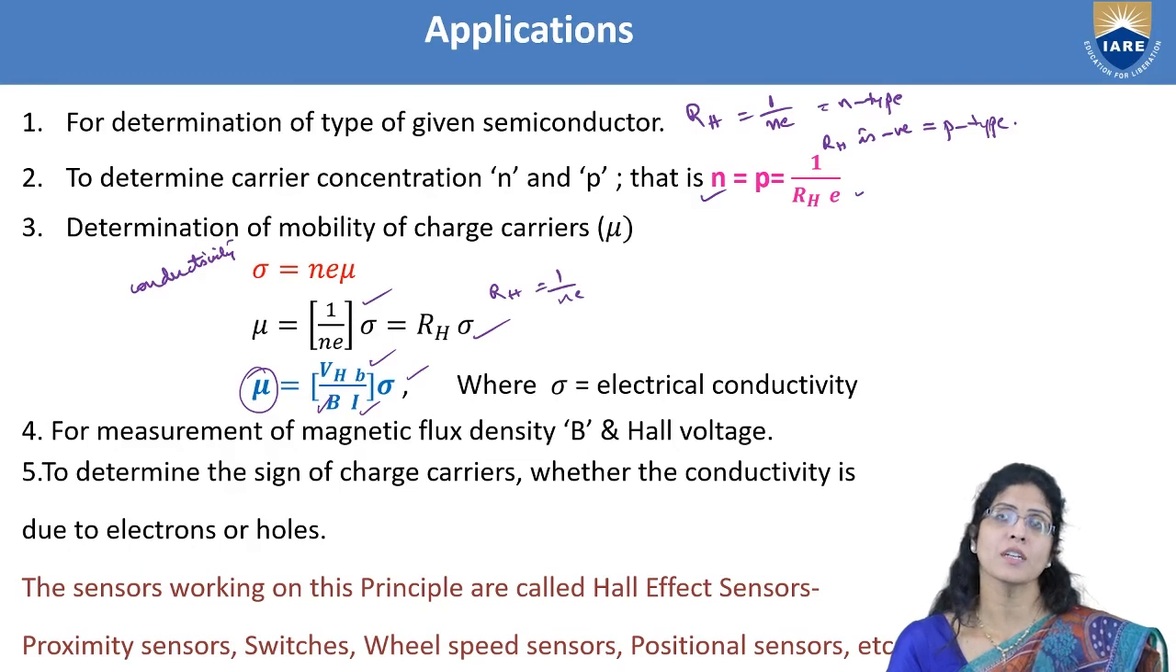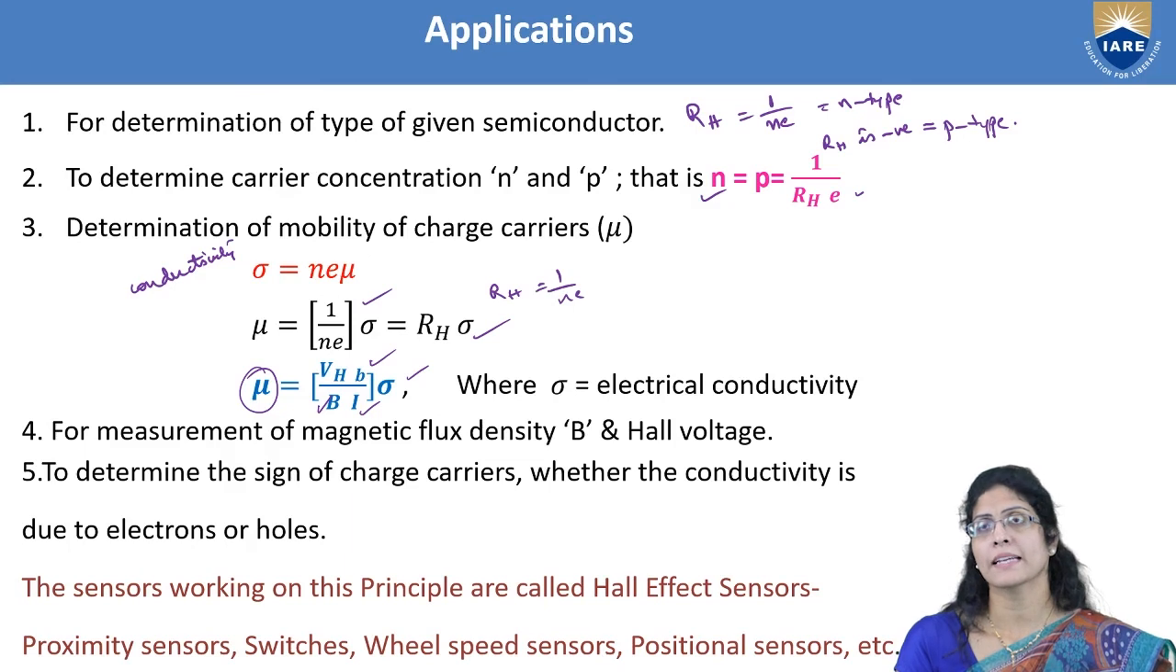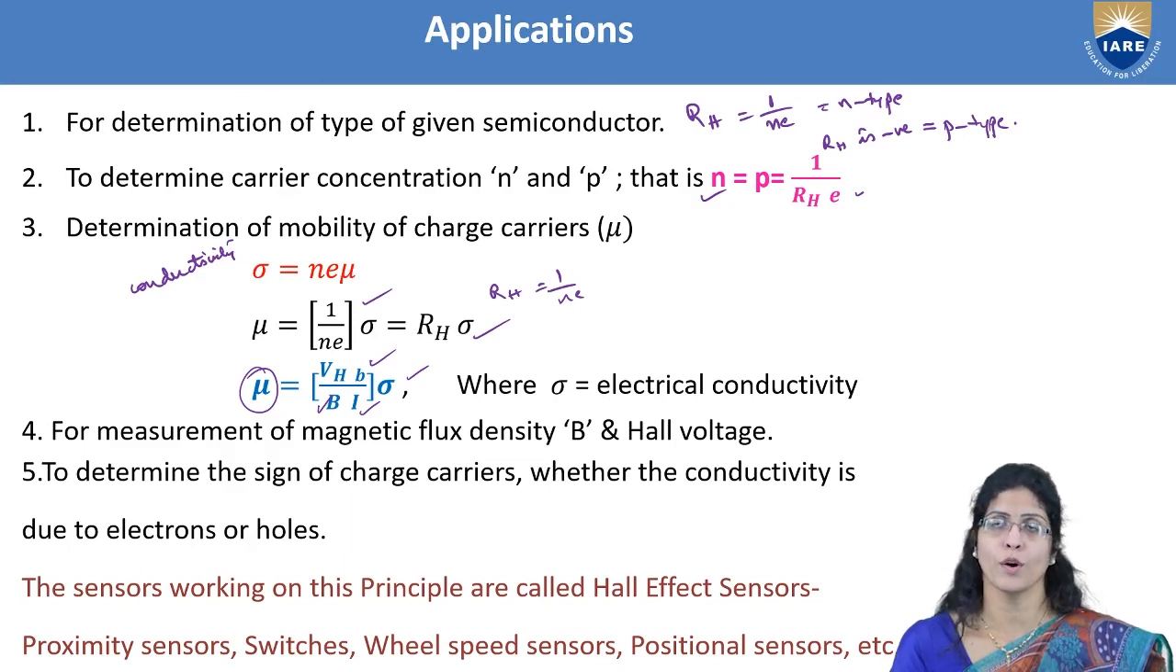You can even measure the magnetic flux density. Flux density in the sense the magnetic flux flowing per unit volume of the material, and the measurement of the Hall voltage anyhow I have shown you. And now you are even able to determine the sign of the charge carriers, and you can understand what is really accomplishing the conduction of the material. Is it electrons or is it holes? By determining the sign of the charge carriers.